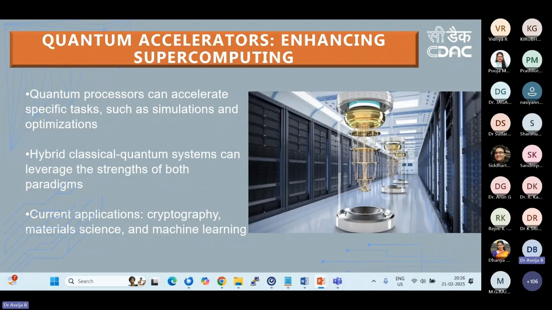In addition to that, quantum systems can also offer very significant benefits for cryptography, material science, and of course machine learning. I have separate slides on all of these topics individually, so I'll move on to the next slide.